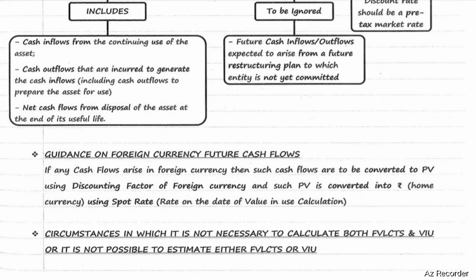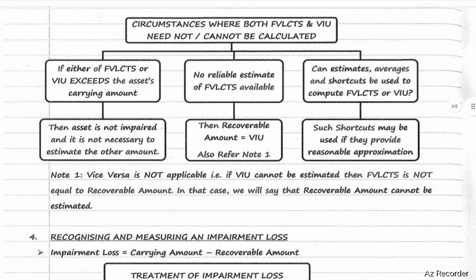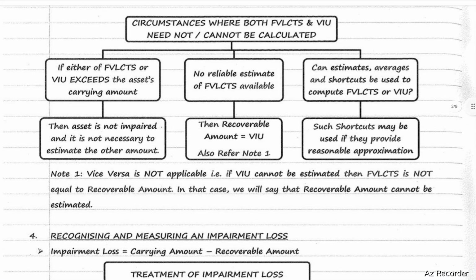Circumstances in which it is not necessary to calculate both fair value less cost to sell and value in use, or it is not possible to estimate either fair value less cost to sell or value in use. There are three circumstances where both fair value less cost to sell and value in use need not or cannot be calculated. The first situation: if either fair value less cost to sell or value in use exceeds the asset's carrying amount, then the asset is not impaired and it is not necessary to estimate the other amount.